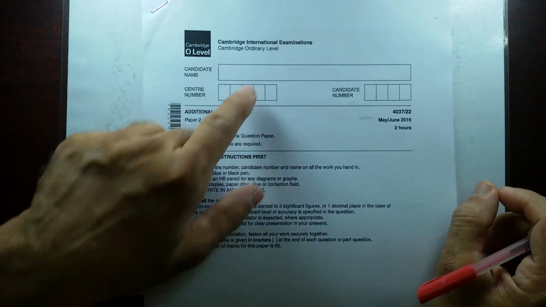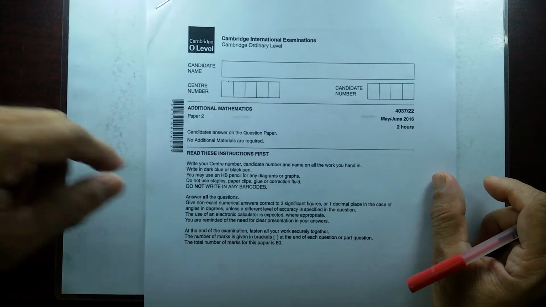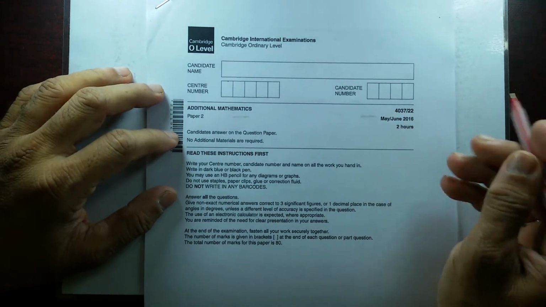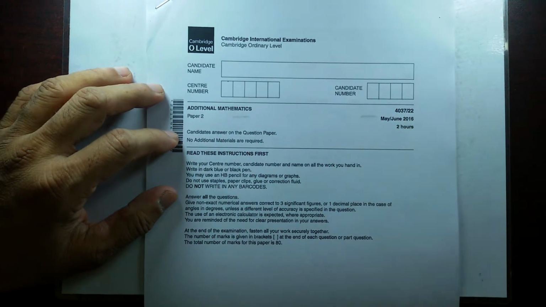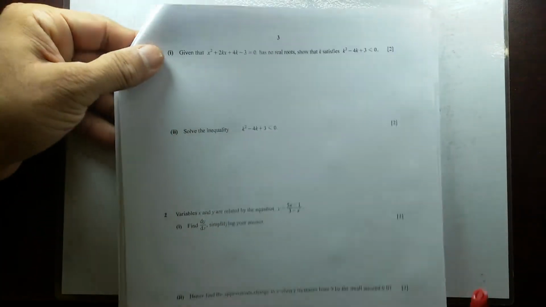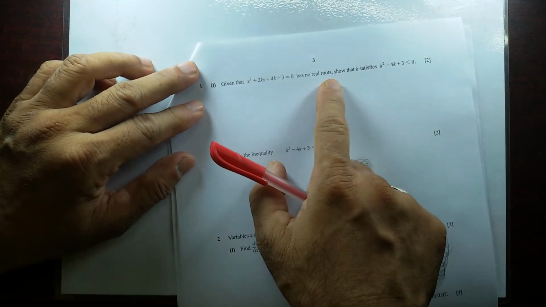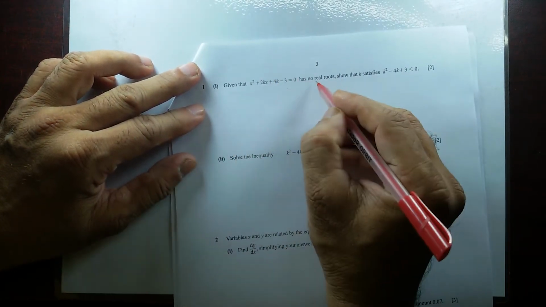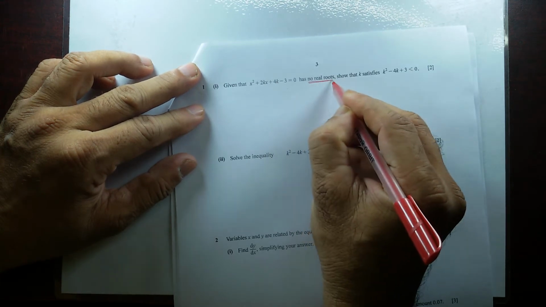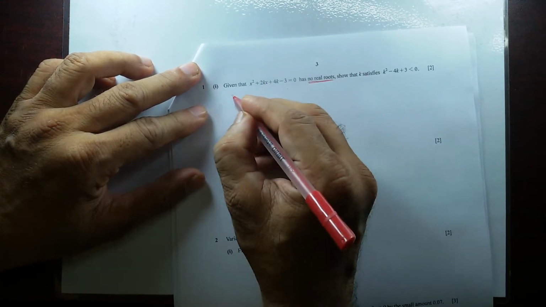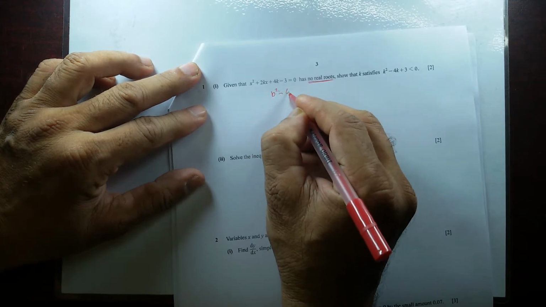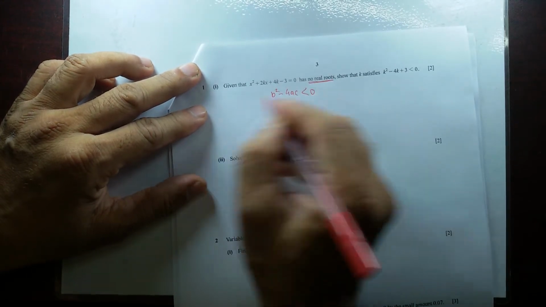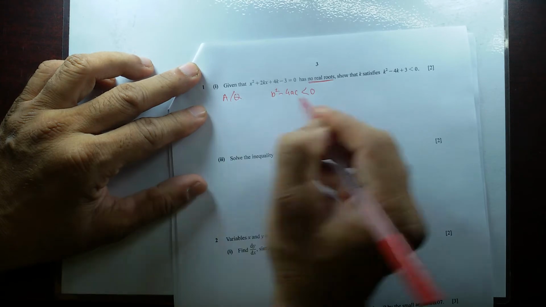Good morning. Today I'll solve Cambridge International Examination Additional Mathematics Paper 2, 4037, Variation 22, May-June 2016. First question. Given that this equation has no real roots, show that k satisfies this. Now this equation has no real roots. That's my key point. No real roots means b squared minus 4ac is less than 0. Discriminant is less than 0.